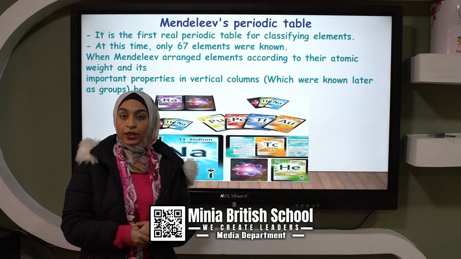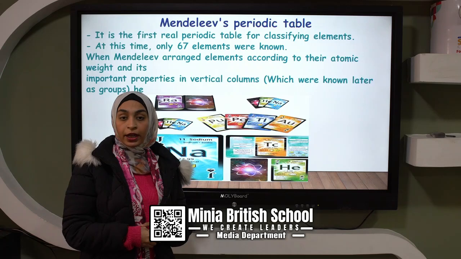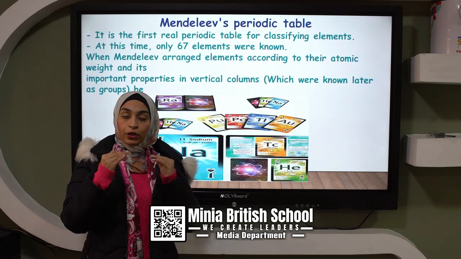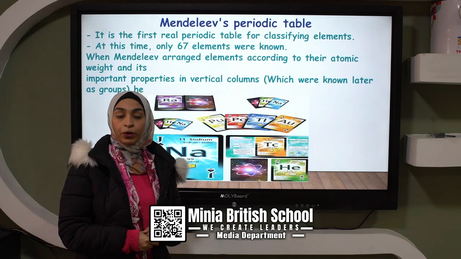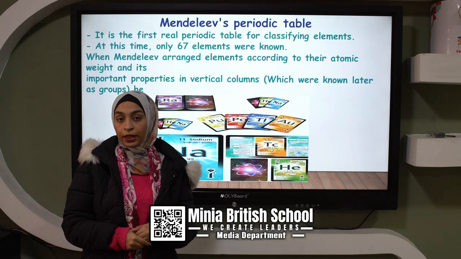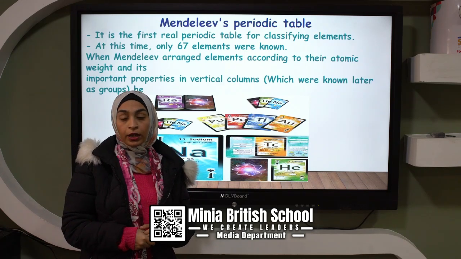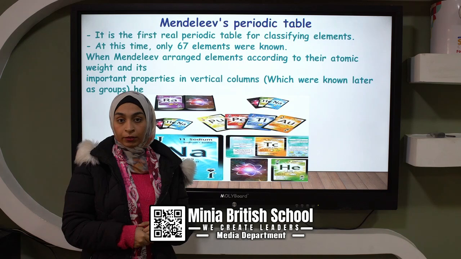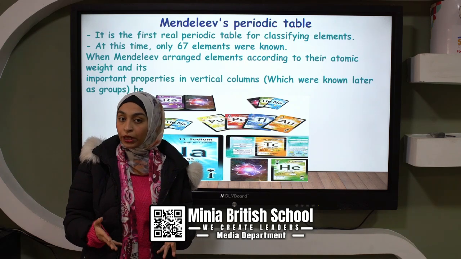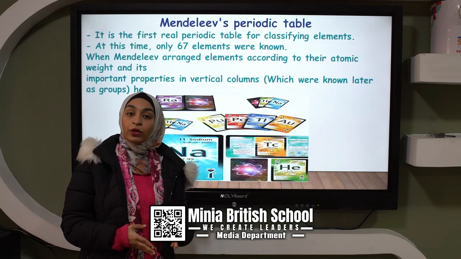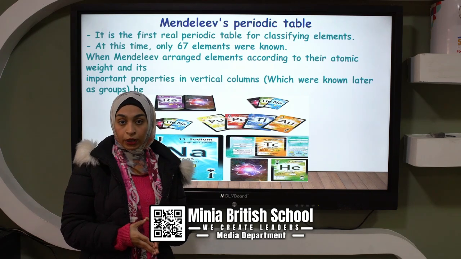Also, he added the zero group, which is called the inert gases, at the end of the table, and specified a place below the table for the F block, which is the lanthanide and actinide series. Then the modern periodic table: a group of scientists classified the elements in this table according to their atomic number ascendingly, and also the way of filling energy sublevels with electrons.